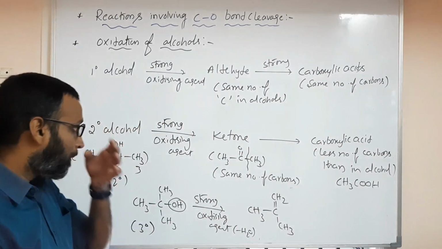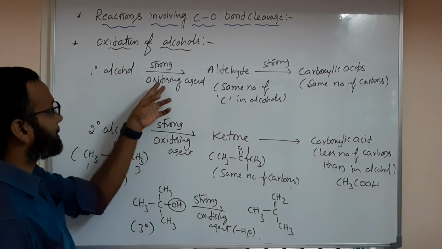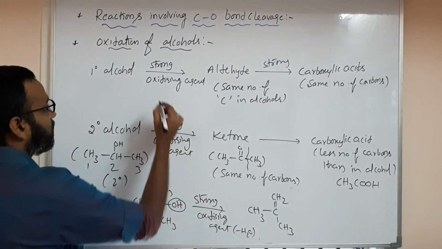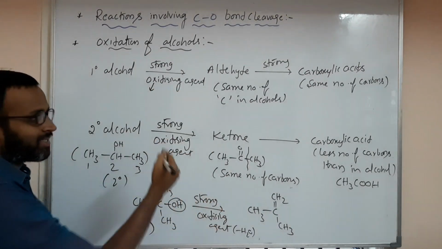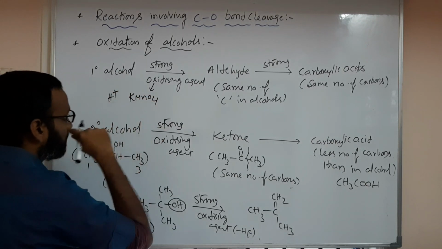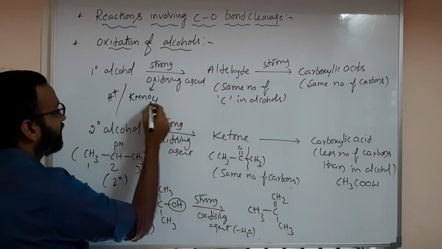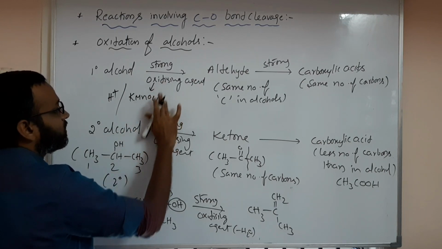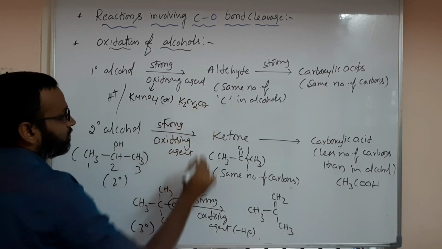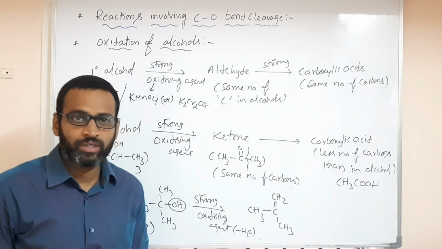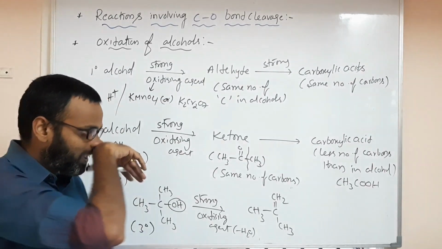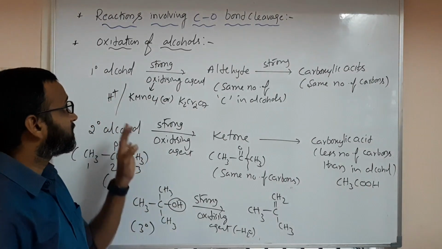Got it, sir, everyone? But importantly, I will give you who are the strong oxidizing agents and who are the weak oxidizing agents. Strong oxidizing agents: Jones reagent, KMnO4 with H plus, acidified KMnO4, or else K2Cr2O7, periodic acid HIO3, HNO3. Those all are strong oxidizing agents. I'll give you the list in our next class. But please remember all these things.